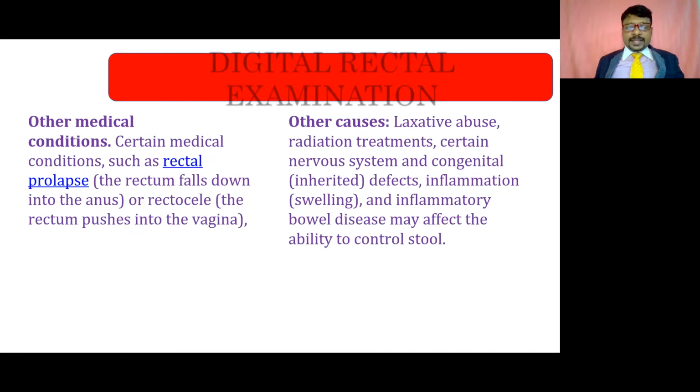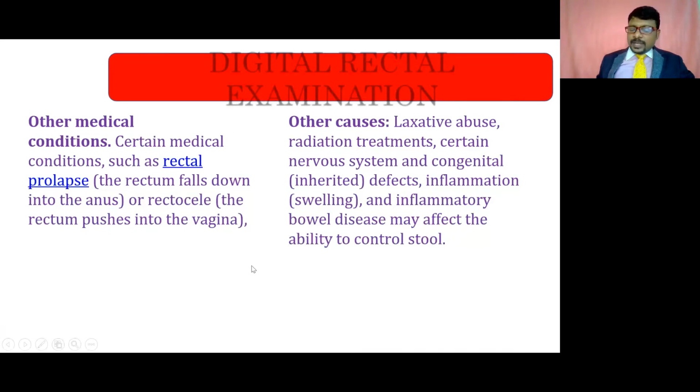Other causative factors include rectal prolapse. Those who have rectal prolapse have a damaged rectum, where the rectum falls downwards into the anus. Or there is rectocele, where the rectum pushes into the vagina in females. Other causative factors are laxative abuse, radiation treatments, nervous system damage, congenital defects, inflammatory conditions, or any bowel diseases, which may also cause these complications.